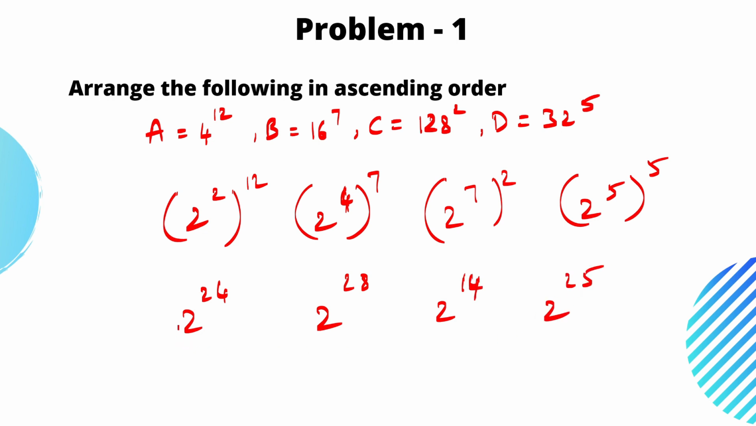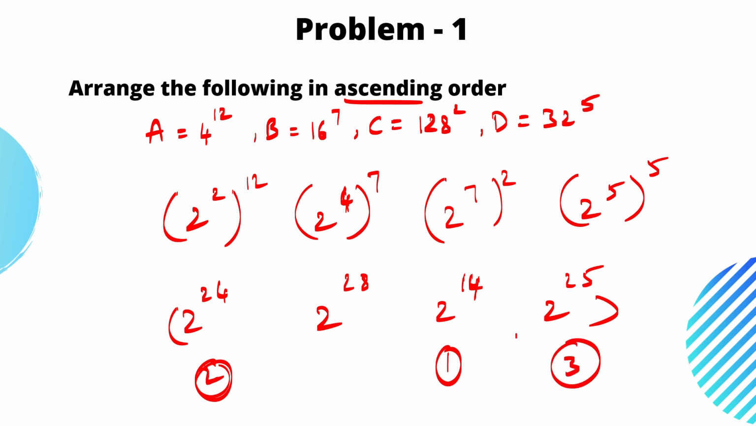Now look here, the bases are equal. All are to the base 2. Now just compare the exponents. So what do we want? Ascending order. So 2 power 14 comes first, and then 2 power 24 comes next, and then 2 power 25 and 2 power 28. So the order is C, A, D and B, right?